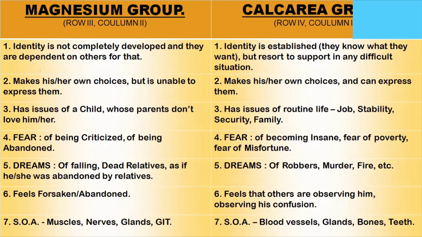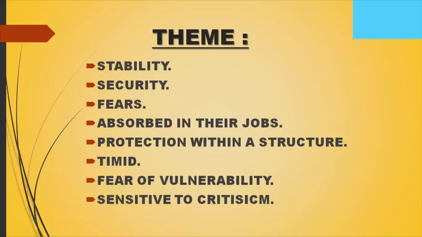The Calcarea dreams are of robbers, murderers, that something will harm them, their family, their property. That's why magnesium feels forsaken and Calcarea feels that others are observing them. They are observing his confusion. So the final theme for it is stability, security, fears, absorbed in their jobs. They are timid in nature. Their fear of vulnerability, their fear of being exposed, they are sensitive to criticism.